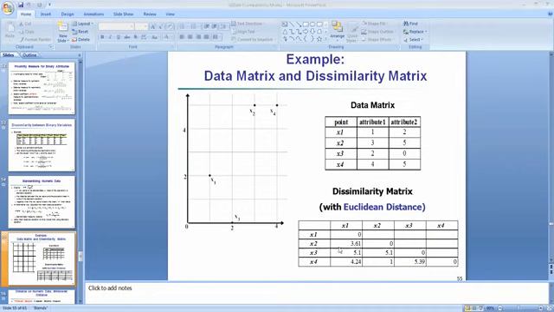Distance between x2 and x1 is 3.61. Distance between x3 and x1 is 5.1. Distance between x4 and x1 is 4.24. Okay. So, distance between x3 and x2 is 5.1. Distance between x4 and that, like that. So this will be the triangular matrix. You can see the triangular matrix.